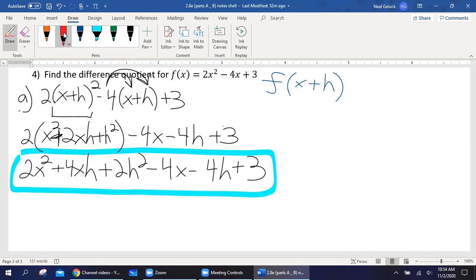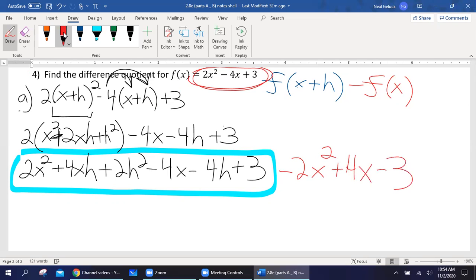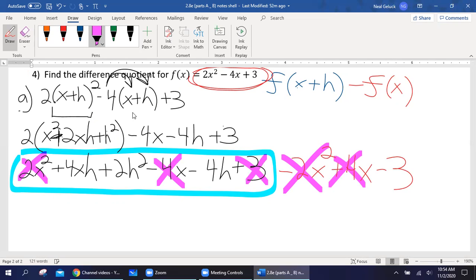The part B, and I'm not going to rewrite all of part A. Part B is minus off the original function. So if I take the part that's in the highlighted box, and I subtract off the original function, remember that's going to switch all the signs. So minus 2x squared plus 4x minus 3. Note that some of the things cancel out. Let's see, the 2x squareds cancel, the 4x's go away, and the 3's go away.